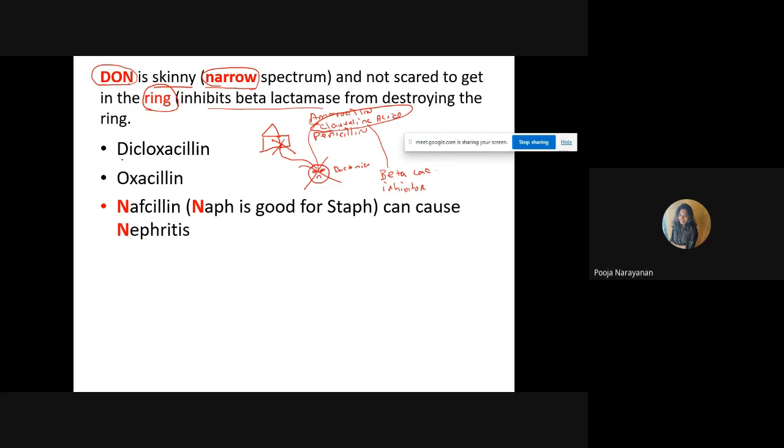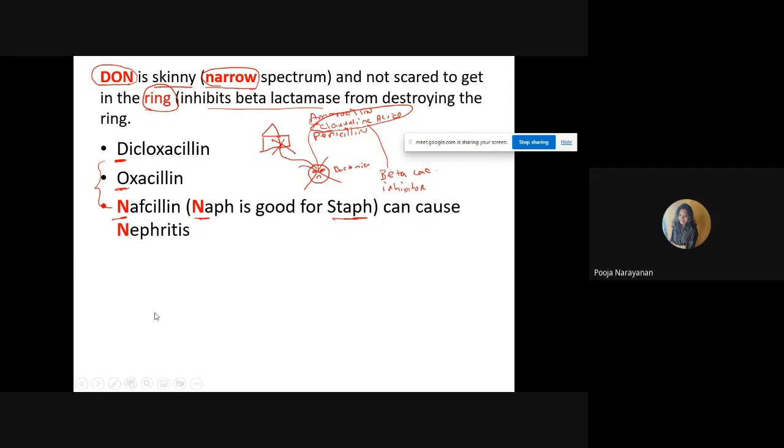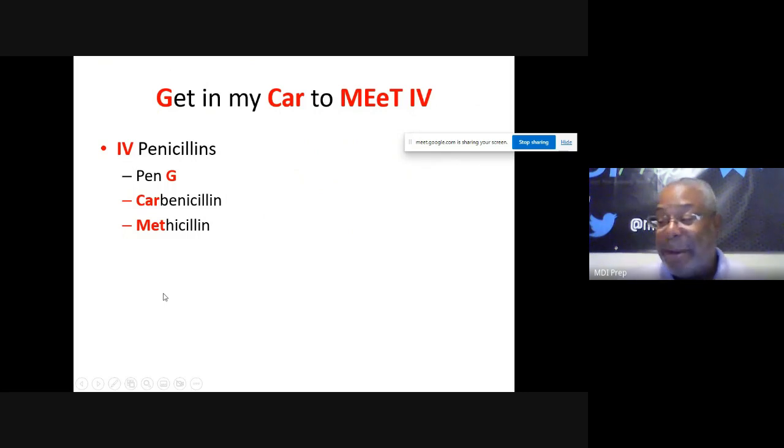Yes. So Don is dicloxacillin, that's the D, oxacillin, and nafcillin. So these three are what we call narrow spectrum penicillins. And nafcillin is good for staph. Okay? So, all right. Does that make sense? Yes. All right. Perfect. Good deal. Now, remember, anytime I say, does that make sense, that means it makes enough sense where you can teach it to someone else.